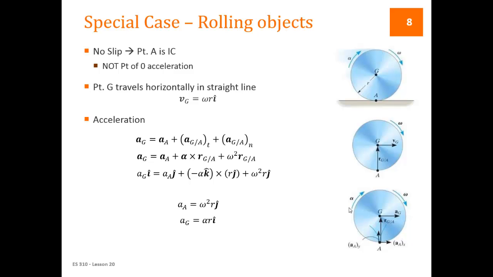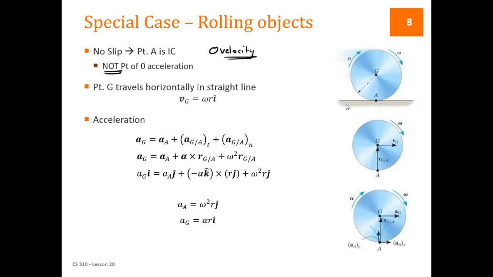Another special case that we looked at in terms of velocity are rolling objects. And remember, when things were rolling, we said two things. One was that the point of contact, if there's no slip, point A is an instantaneous center of zero velocity. This is zero velocity, not zero acceleration. Right? So that point may still be accelerating, even though there's no velocity at that instant in time.